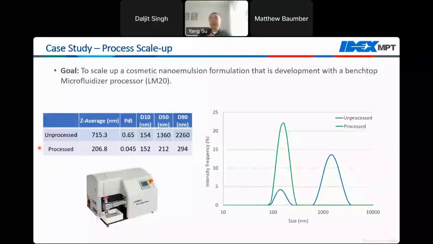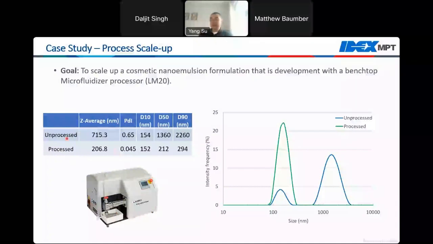Okay, my last example is a scale-up example. I hope to use this example to demonstrate the scalability of the Microfluidizer technology. So here the goal is pretty straightforward: to scale up an emulsion formulation that was developed for a cosmetic product. The formulation and the process were developed using a benchtop Microfluidizer processor, which in this case was an LM20 Microfluidizer processor.